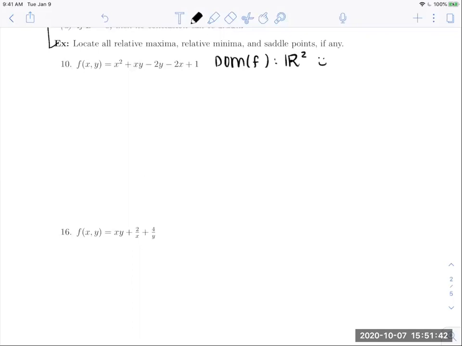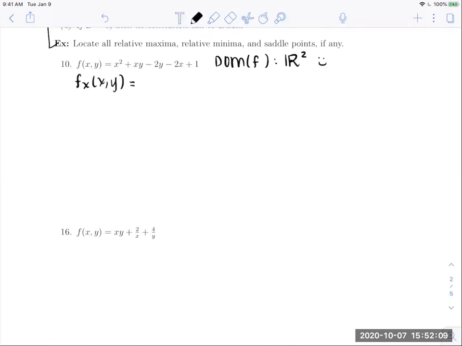So that being said, what we would like to do first is identify the critical points because we know that the relative extrema and saddle points occur at critical points. So how do I find critical points? In Calc 1, I take the derivative and set it equal to 0. In Calc 3, if I say take the derivative, you should say take what derivative, right? So we need to explicitly state which derivative we're taking. Let's start by taking the derivative with respect to x.